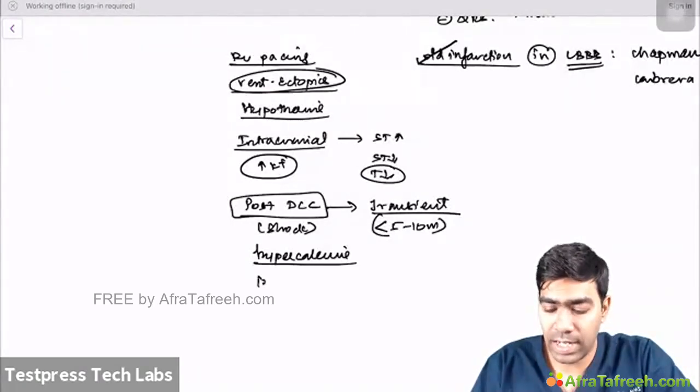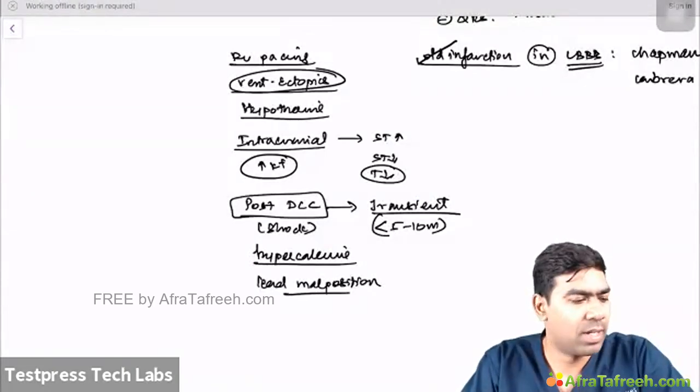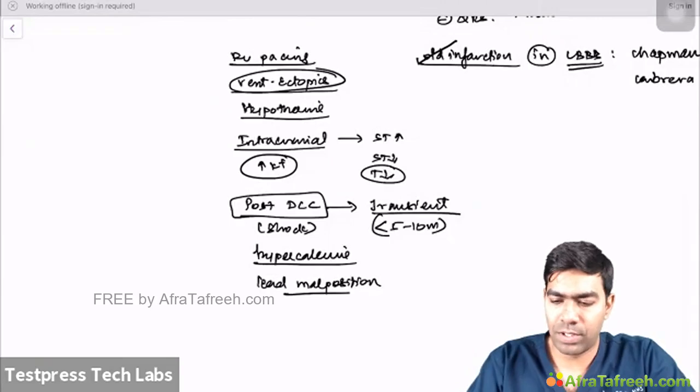Then you can get it in lead malpositions. If you have malposition, the leads look at a different area. So in that setting also you can get ST elevation. Fine, so these are the causes.